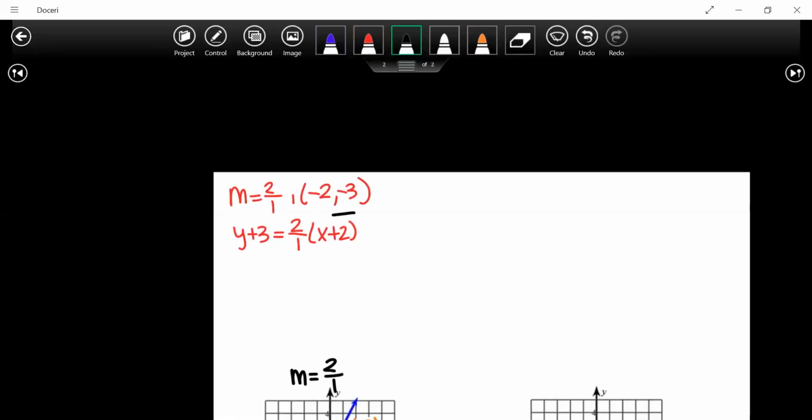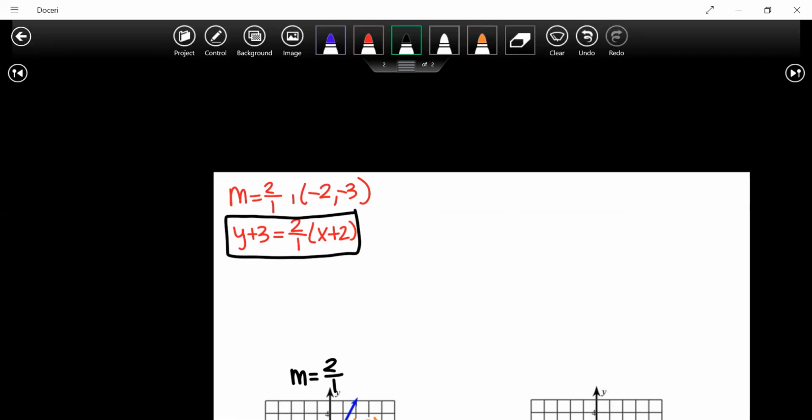Beautiful. This is the equation of our first line. Okay, it's a line that goes through the point -2, -3, and it follows that blue line. Okay, we're going to do the other 2 as well.